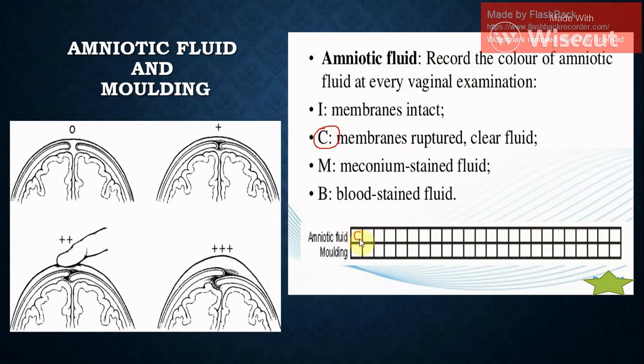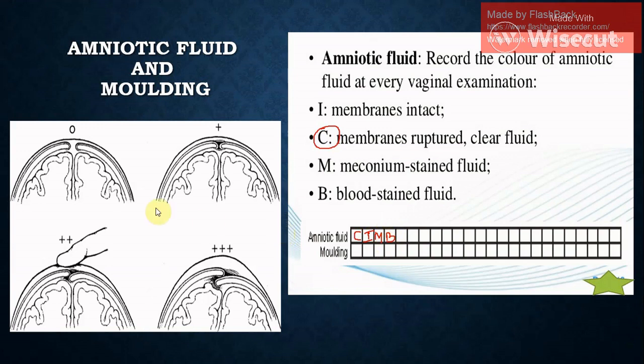What if the membrane has not ruptured? In that case, the membrane remains intact and therefore we mark it as I. After the membrane has ruptured, if we see that the liquor amni is meconium stained or greenish in color, we represent it with the letter M. Also, if we see that the amniotic fluid is blood stained or has a tinge of blood in it, we represent it with a B.